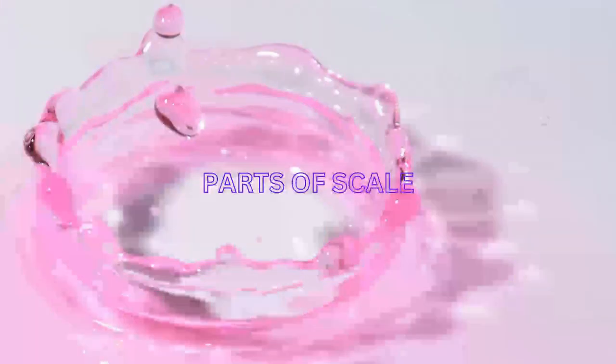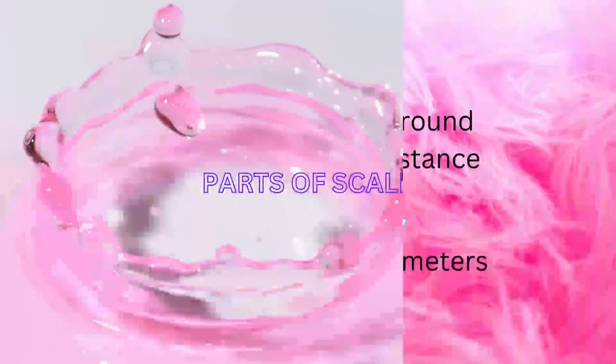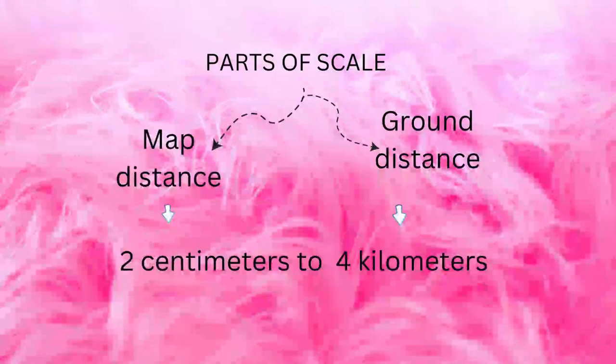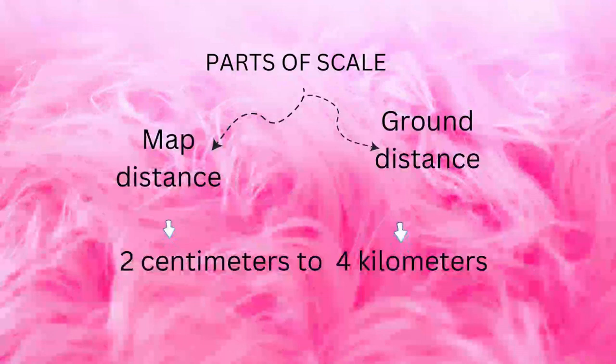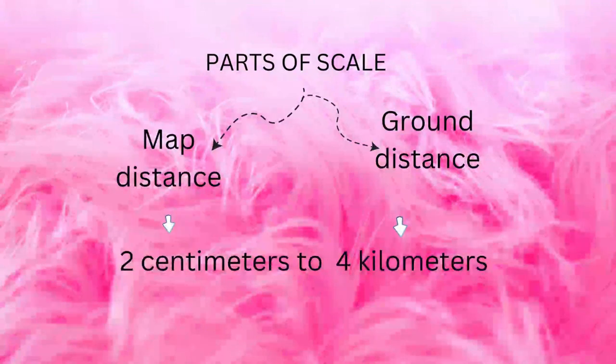So now let's talk about the parts of scale. We know that every scale has 2 parts, or when you take any map scale, you can see 2 things on it. We have the map distance and the ground distance. Always the map distance is in a smaller unit of measurement.